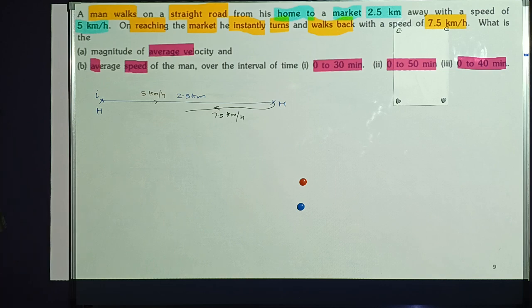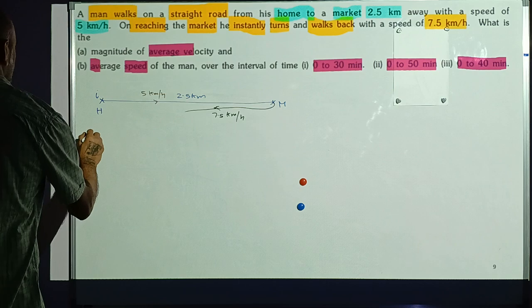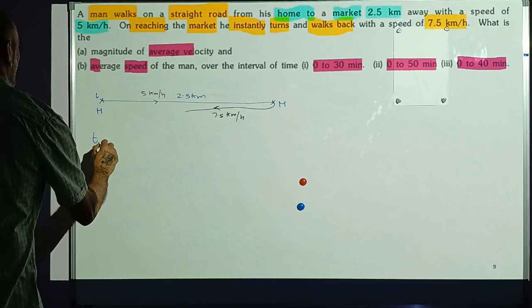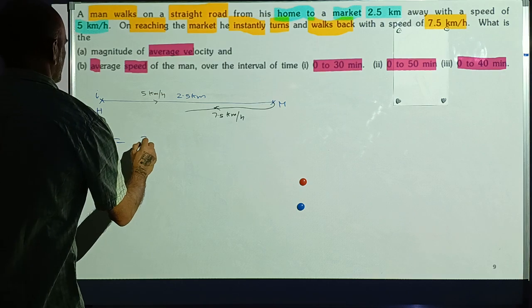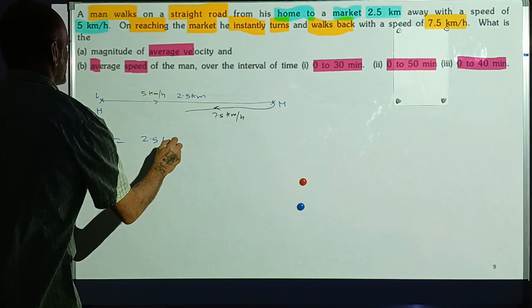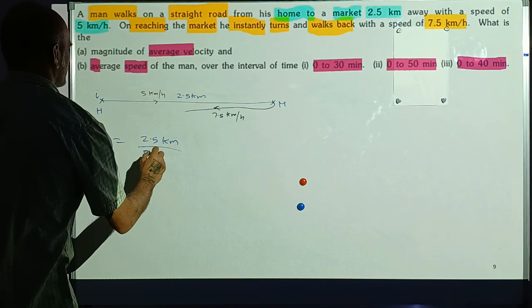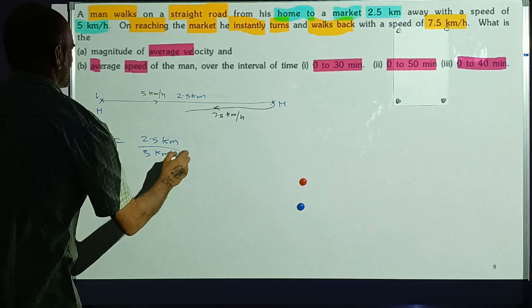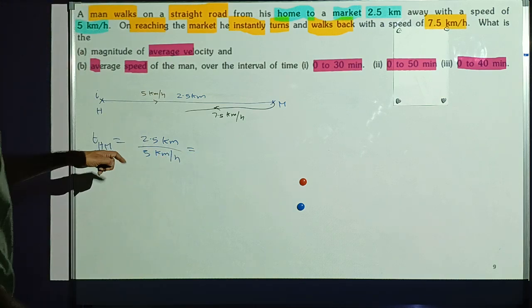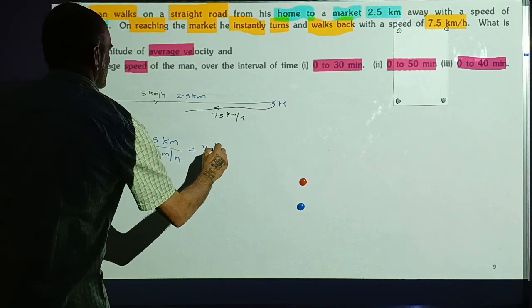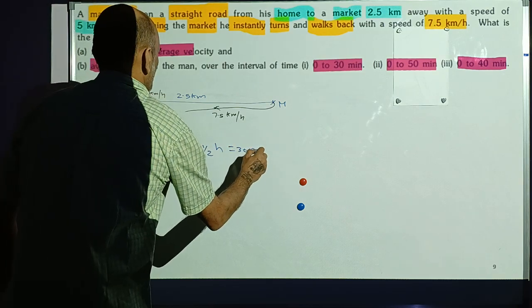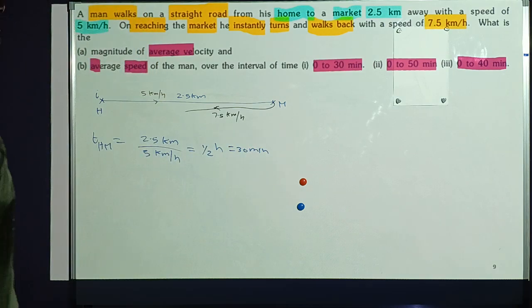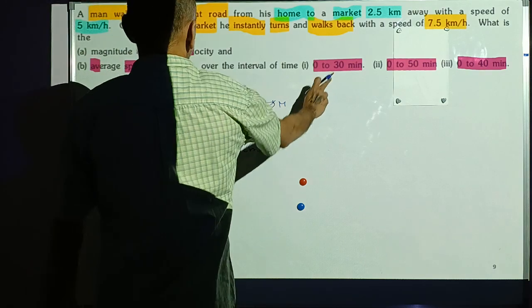The time taken for the man to go from home to market is the total distance, 2.5 kilometers, divided by the speed, 5 kilometers per hour. So this is half an hour, which is 30 minutes. At the end of 30 minutes, he has reached the market. So for the first part of the question, this is the final position.